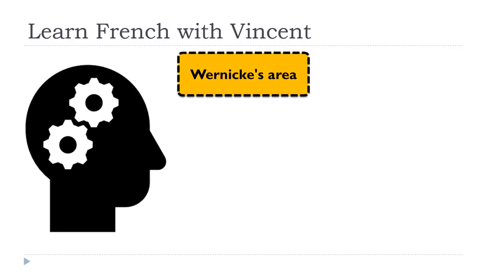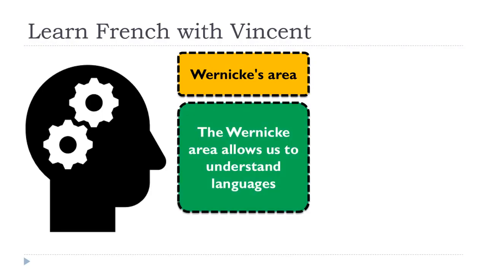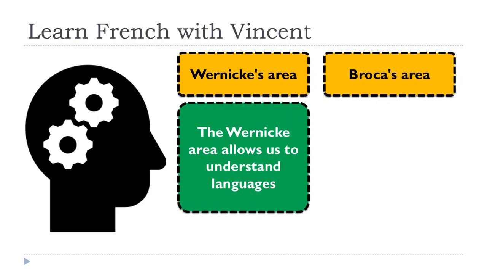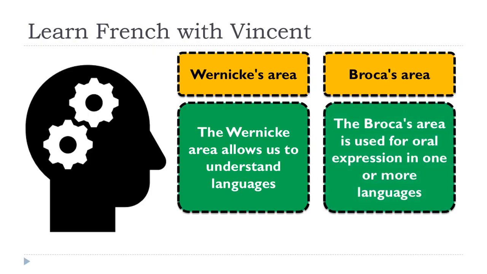The first one, the Wernicke's area, will allow us to understand languages. So this Wernicke's area will give us the possibility to understand languages, and it means that all the languages will be stored in this Wernicke's area, whereas the Broca's area, which will be used for oral expression, will be structured in a different way, because this one will be clearly only for oral expression in one or more languages.